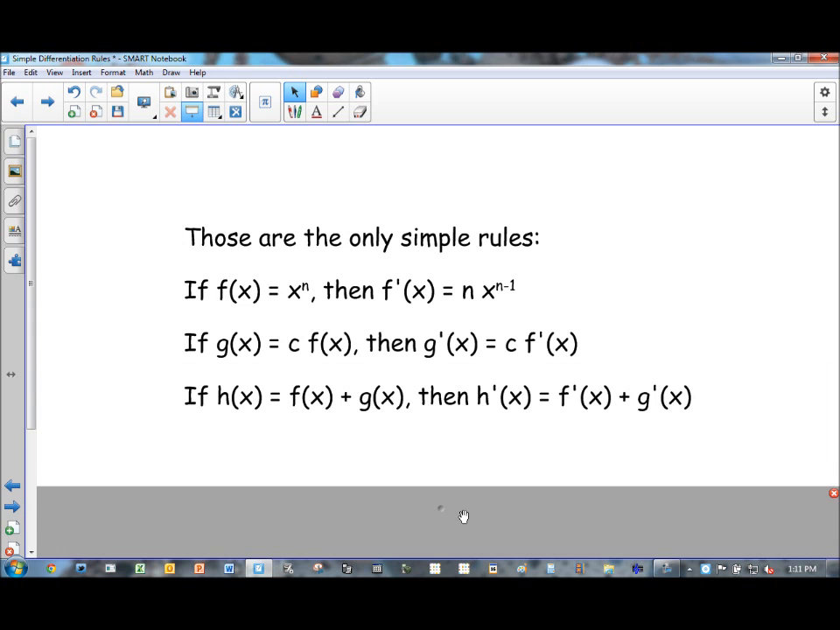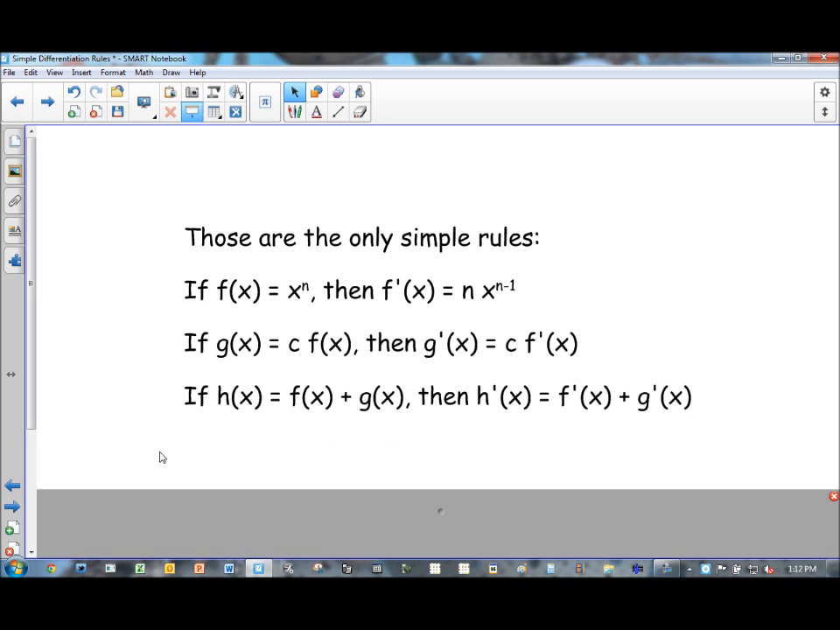Those are the only simple rules that you need to know. And this is just me writing them in notation. So the first one is the same as you saw it the first time. If a function is x to some exponent, then you bring that exponent out front as a multiplier, and to get your new exponent, you decrease the old exponent by 1. If your function is some other function multiplied by a constant, then you will multiply the derivative by the same constant to get the new derivative. And if a function is two other functions that are being added together, then the derivative of that function is just the sum of the individual derivatives.